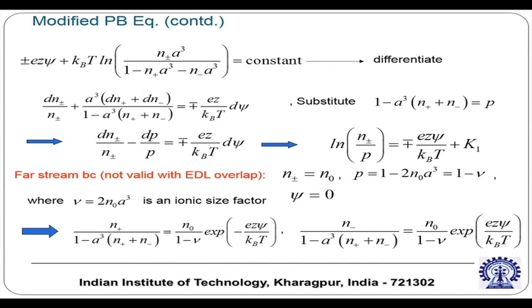If you include this steric factor, you can write equations for n plus and n minus. You can see these are modified versions of the Boltzmann distribution. If you set A equal to 0, then you will find that this boils down to the Boltzmann distribution.